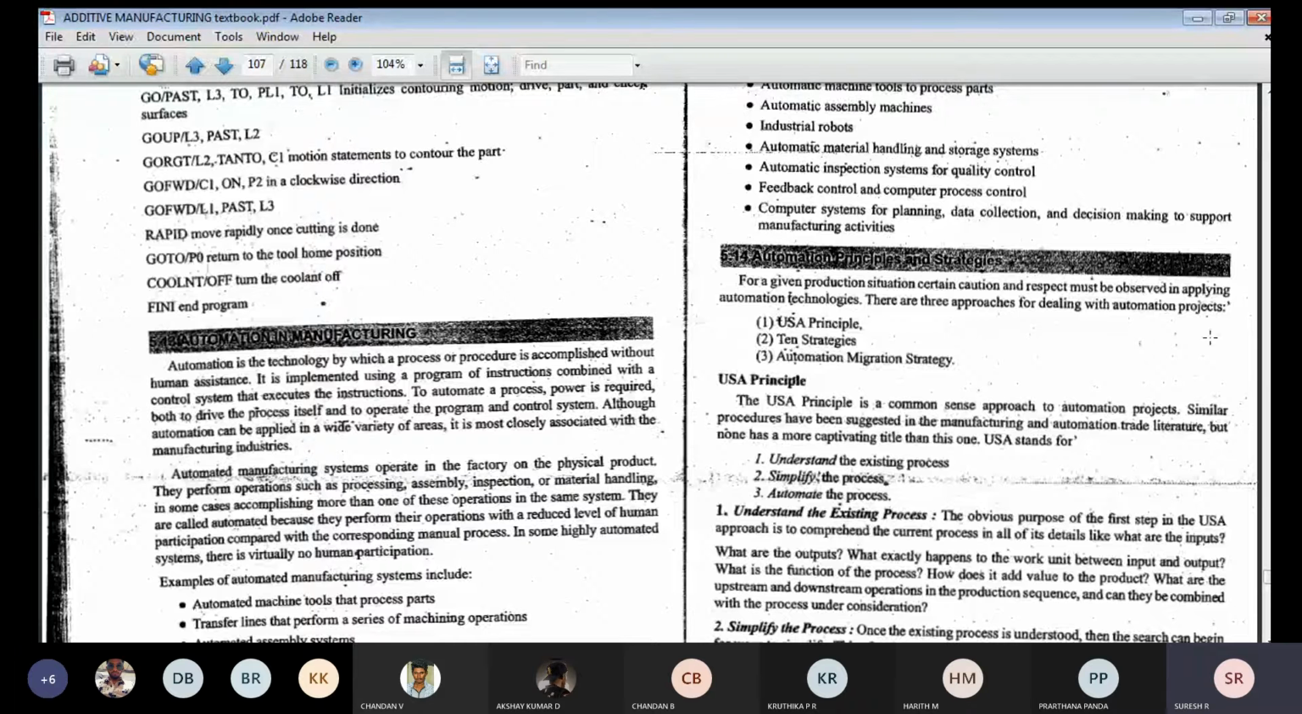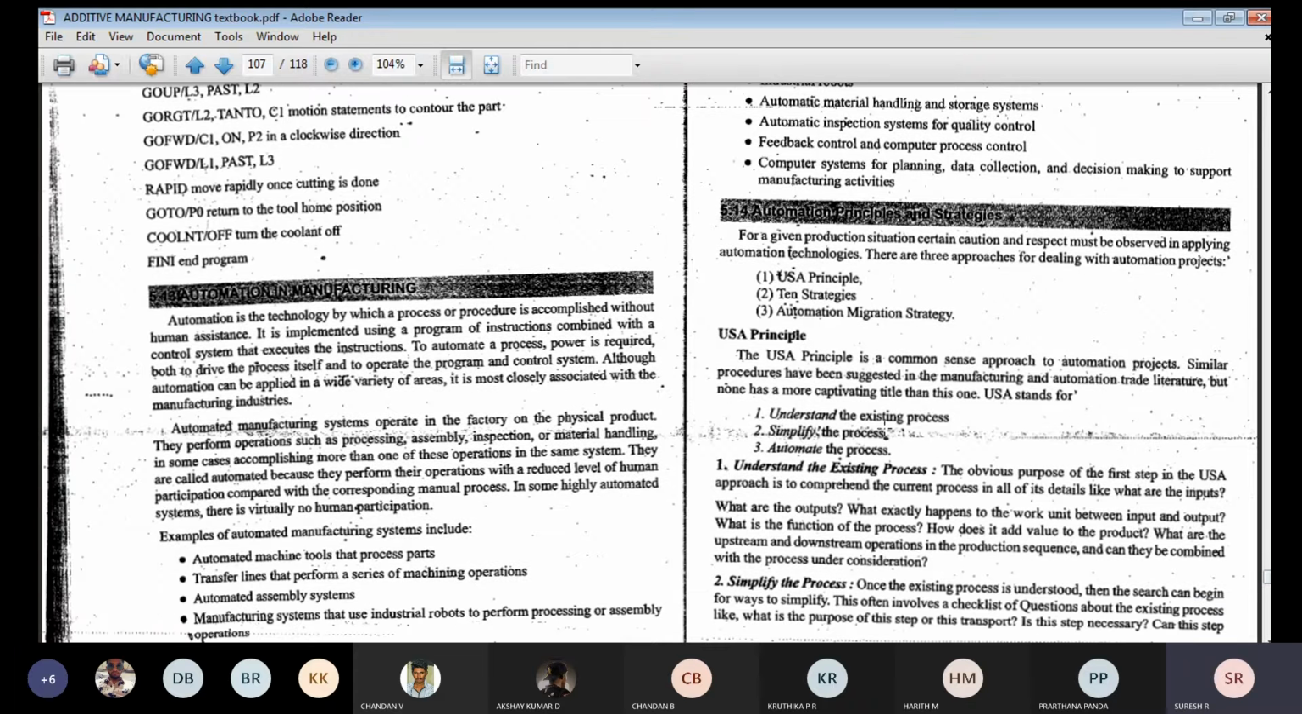So the USA principle, we're going to tell what exactly it is. The USA principle is a common sense approach to automation projects. Similar procedures have been suggested in the manufacturing and automation trade literature, but none with a more captivating title than this one. USA stands for: U stands for understand the existing process.